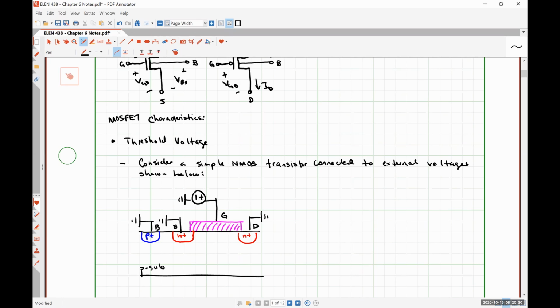So before we move on from here, a good question for the exam might be, why do I have to have that P plus connection to put a bias voltage on my body? Why can't I just connect a metal wire through a via directly to the substrate? I think we've talked about it a couple of times. You have to have the implant to make a connection, something to that effect.